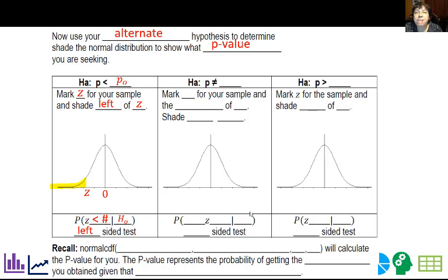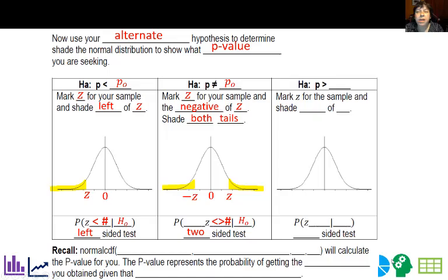We then have the two-sided test, which is p is just not equal to p-naught. So we mark the Z for our sample and the negative of Z. So we're going to have both sides, and we shade both tails. So we have 0 in the center, and then we'll have two symmetric Z's and shade both those tails. So we have the probability that Z is not equal to the number. You can ignore that blank there, given that the null is true. And this is a two-sided test.